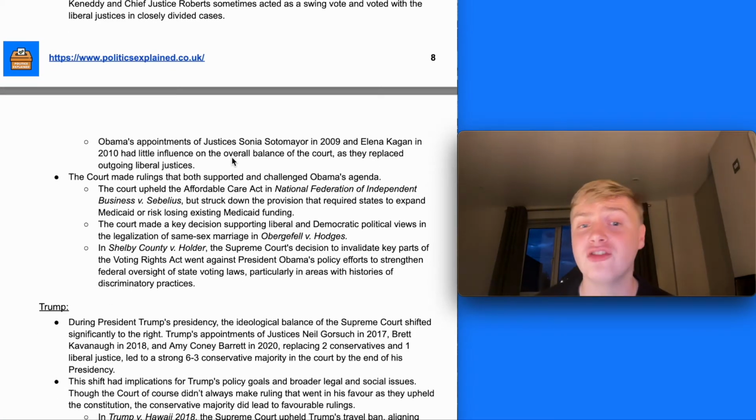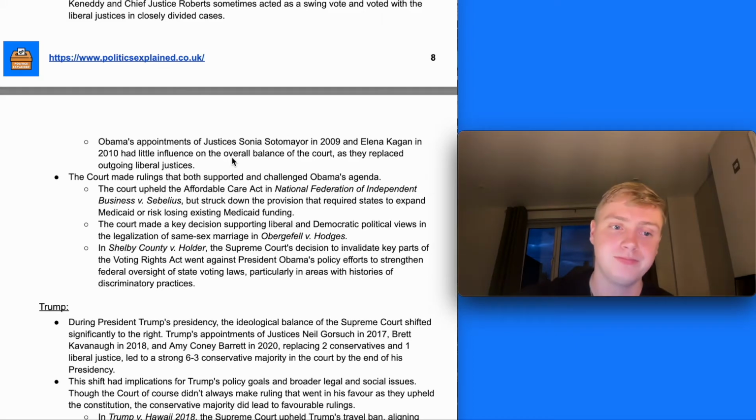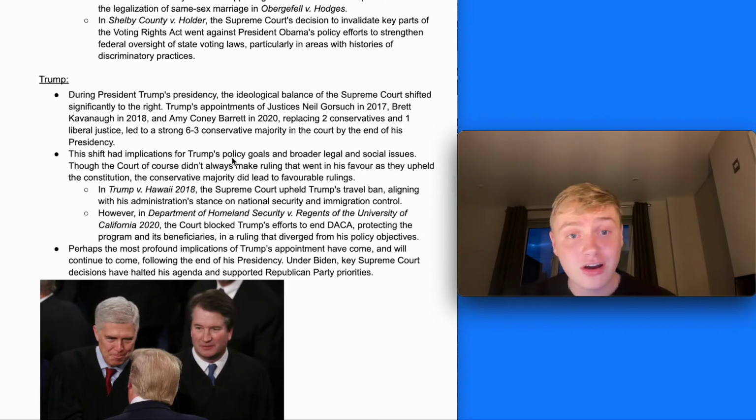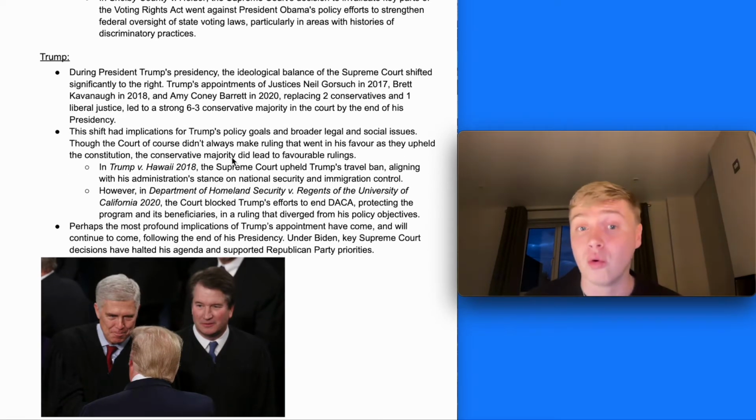The court made a key decision supporting liberal and democratic political views in the legalization of same-sex marriage in Obergefell versus Hodges, but in Shelby County versus Holder, the Supreme Court decision to invalidate key parts of the Voting Rights Act went against President Obama's policy efforts to strengthen federal oversight of state voting laws, particularly in areas with histories of discriminatory practices.